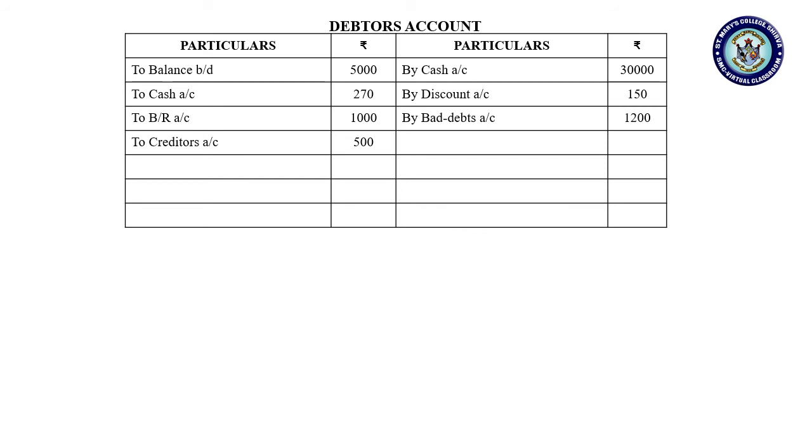Next one. After this, next transaction. Discounted bill receivable dishonored. So debtors account debit to bank. So in debtors account, it is to bank 700.